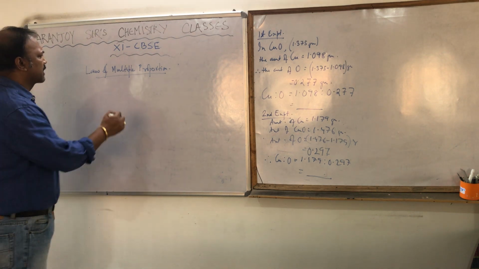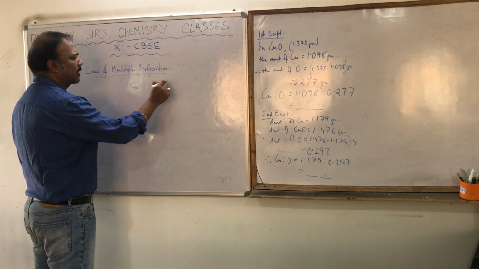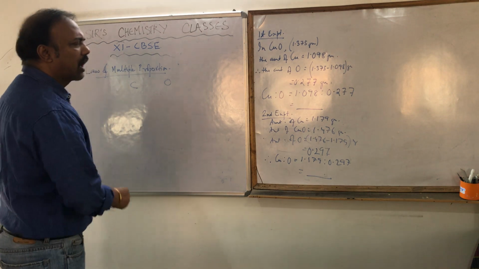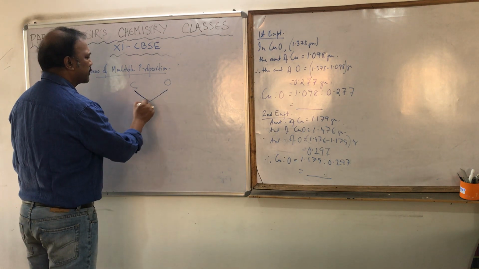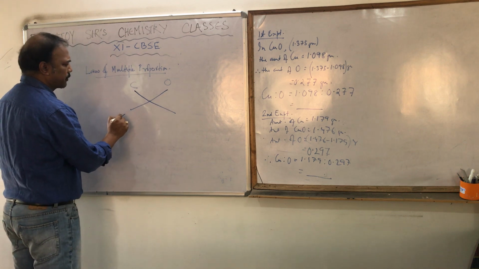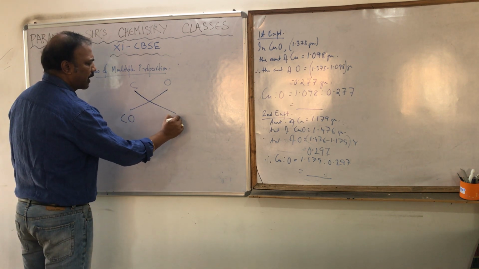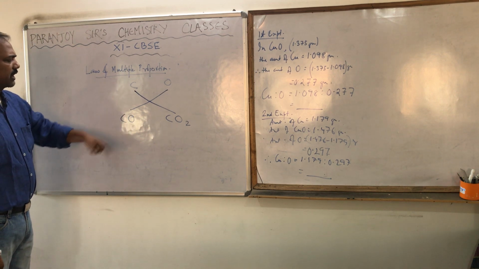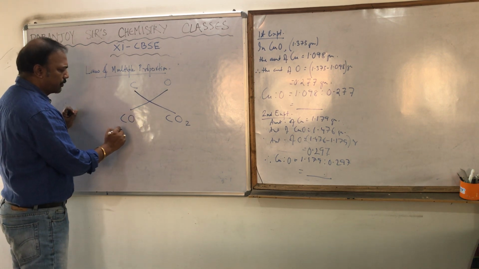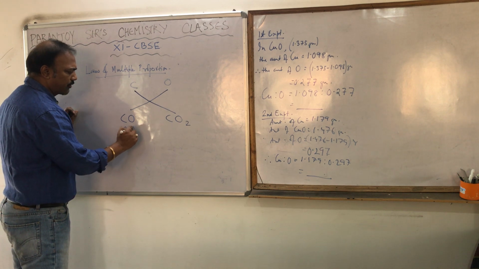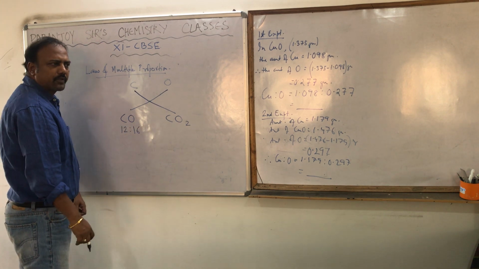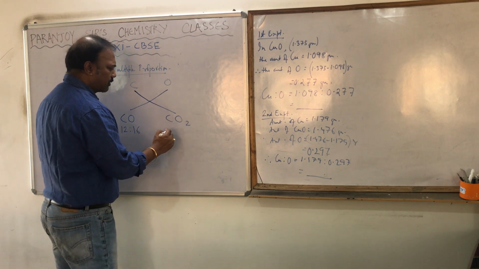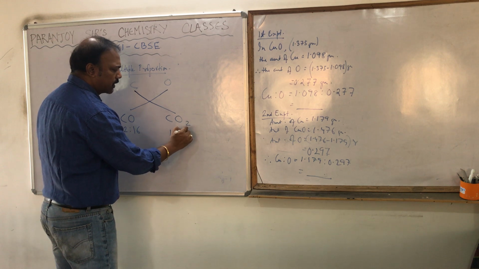Suppose we are taking a simple example, carbon and oxygen. The two elements, carbon and oxygen, combine to produce two compounds: one is carbon monoxide, one is carbon dioxide. What is the ratio of carbon and oxygen in carbon monoxide? The atomic mass of carbon is 12, and the atomic mass of oxygen is 16. So that is 12 is to 16. And in carbon dioxide, it is 12 is to 32.